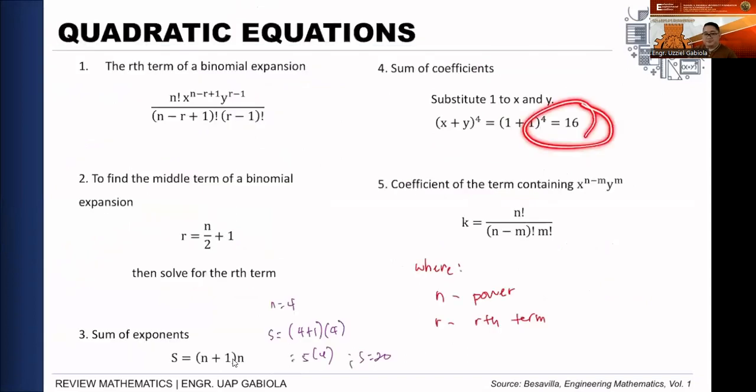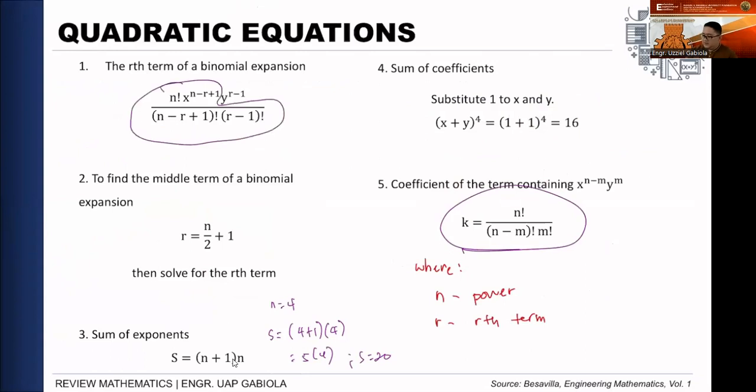Okay? The same. The coefficient of the term containing x^(n-m) y^m. So, if we are asked to find only the coefficient of a term, we can use this formula. Actually, this value of k is the same as this one. So, we can also say that m is equal to r minus 1. So, it is the same, just a different notation. Right? So, I think we can start with an example.